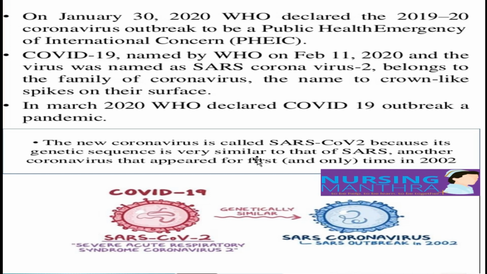On January 30th, 2020, WHO declared the 2019-20 coronavirus outbreak to be a public health emergency of international concern. COVID-19 was named by WHO on February 11, 2020, and the virus was named SARS coronavirus 2. It belongs to the family of coronavirus, named for the crown-like spikes on their surface. In March 2020, WHO declared the COVID-19 outbreak a pandemic.